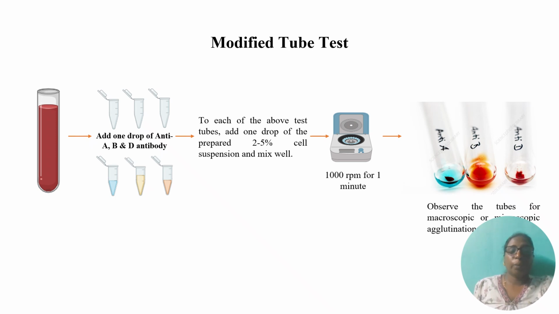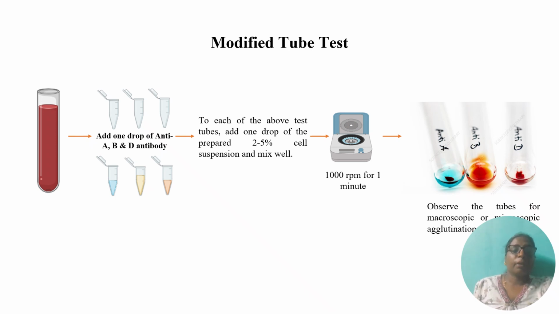How the tube method works, we need to know by using separations, forward typing and reverse typing. So we need to separate it through centrifuge, I mean separate the red blood cells from plasma and serum. We can go with the forward typing.